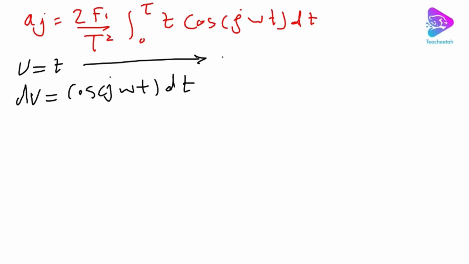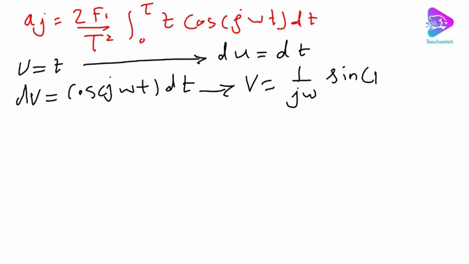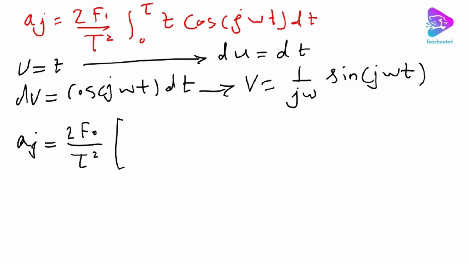So from here du is going to be dt, and from here v is going to be 1 over j omega sine j omega t, right? If you take the derivative of this, you find dv. So now it's pretty easy. We can plug it into our formula for integration by parts. So aj is going to be 2 f naught tau squared. I know it's a little bit of math, but you have to basically do it to find the final response of the system.